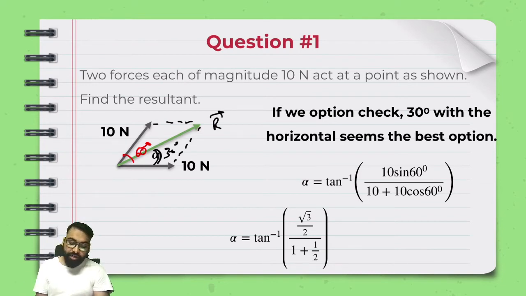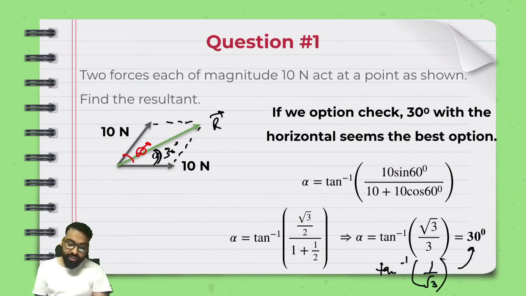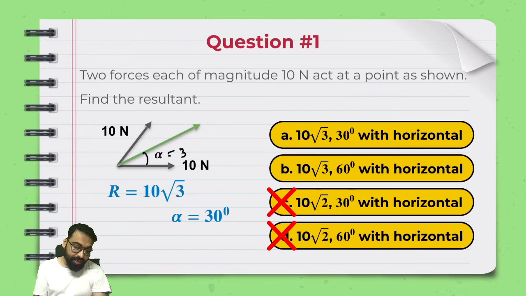We are cancelling out 10 and 10 on the numerator and denominator. So if you further solve this up, this would come out to be alpha as tan inverse of root 3 by 3, or this could be said directly tan inverse of 1 by under root 3, which is 30 degree. So now with 100% authority, you can say you have r equal to 10 root 3. You can say you have gotten this angle as 30 degree with the horizontal. That means B is incorrect while A becomes the correct option, right?